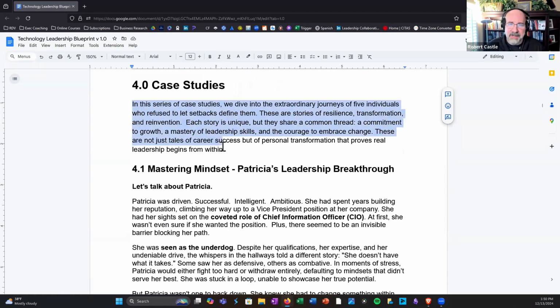In this series of case studies, we dive into the extraordinary journeys of 5 individuals who refused to let setbacks define them. These are stories of resilience, of transformation, and reinvention. Each story is unique, but they share a common thread: a commitment to growth, a mastery of leadership skills, and the courage to embrace change.